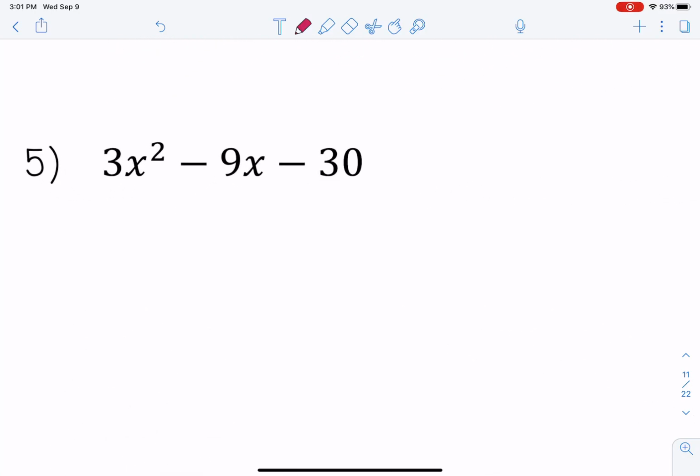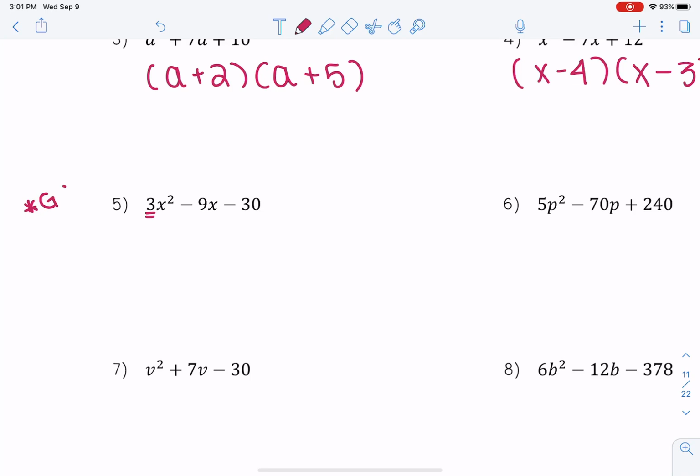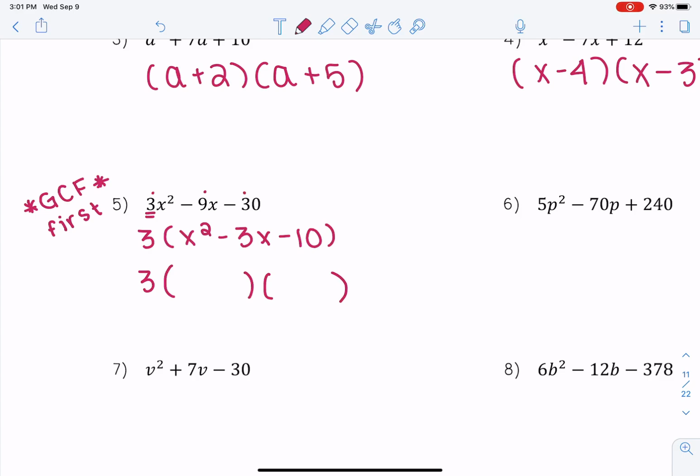Sometimes you find problems where a, this number in front, is not 1. So in these cases, let's try to take out the GCF first. So does 3 go into all these numbers? Yes, so let's take it out. So I divide everything by a 3. Now a lot of people forget to leave this 3 here when they go and factor the rest. So remember to leave this 3 out front right here where it is. What multiplies to negative 10 and adds to negative 3? That's going to be a negative 5 and a positive 2.